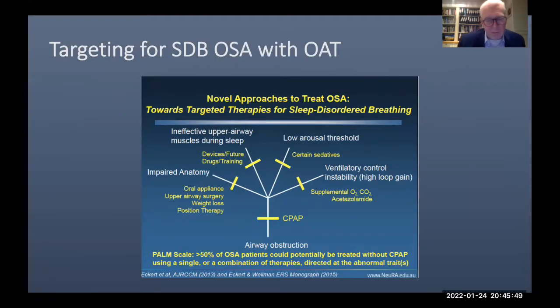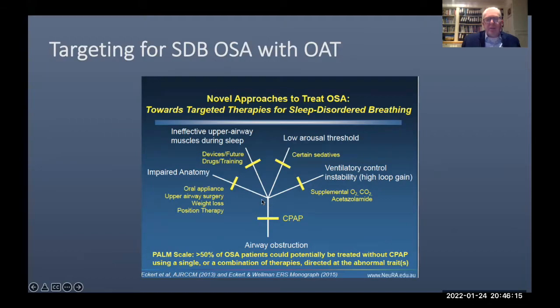Again, going back to, if we have a hammer, everything's a nail. We fall into this impaired anatomy region. So if we take CPAP as the door into the problem, CPAP will address all the various arms of the problem. All right. So if someone is intolerant to CPAP, we need to look at alternatives. An alternative could be an oral appliance that's augmented in its function by upper airway surgery, weight loss, or position therapy.